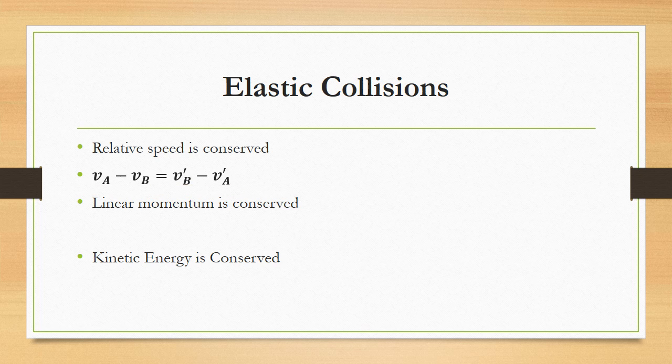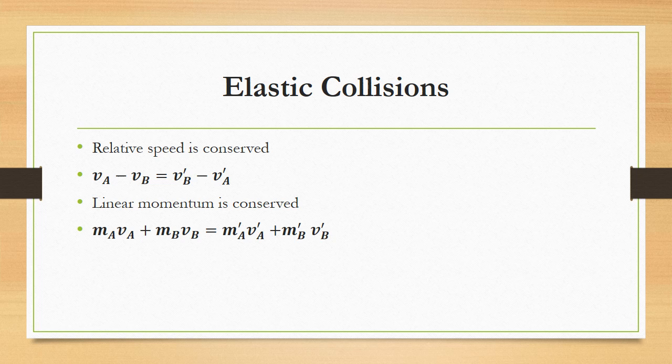What does that mean? That means that if initially the two objects are getting closer together, after the collision they're going to be getting farther apart, and vice versa. Linear momentum is conserved. We've used this formula before, so I'm not going to walk you through it. And finally, kinetic energy is conserved. As it turns out, we really only need these two formulas for this question, but that third one, the kinetic energy, can be useful in other problems.